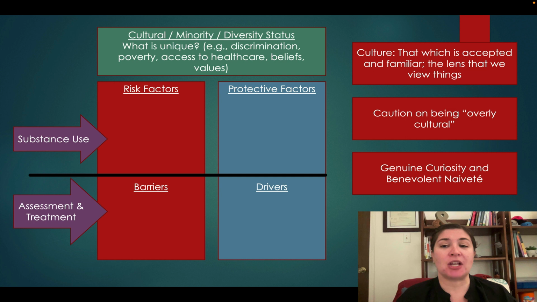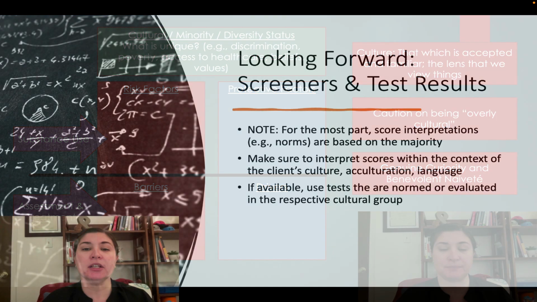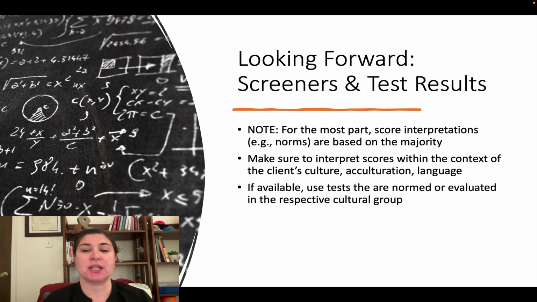Make sure you're being cautious of not being overly cultural with them. We want to provide an attitude of genuine curiosity and benevolent naivety. In conclusion, we want to look forward using screeners and test results. Note that for the most part, scores and interpretations are based off of norms of the majority culture. Make sure to interpret scores with the context of the client's culture, acculturation, and language. If available, use tests that are normed or evaluated in the respective cultural group that you're working with.